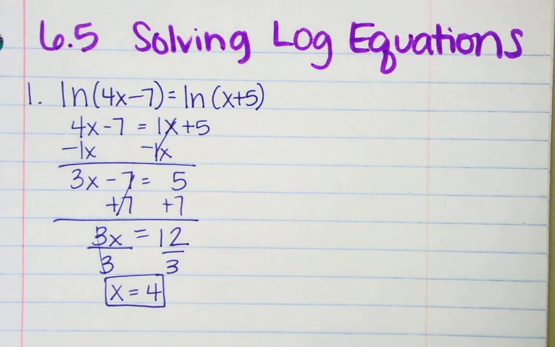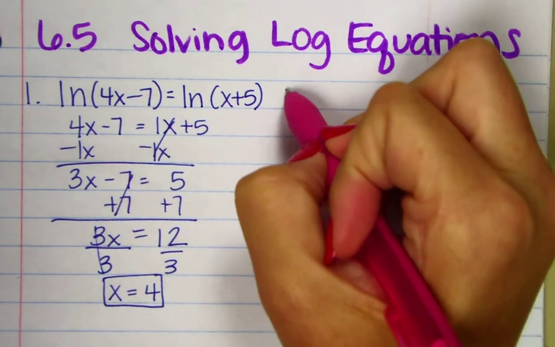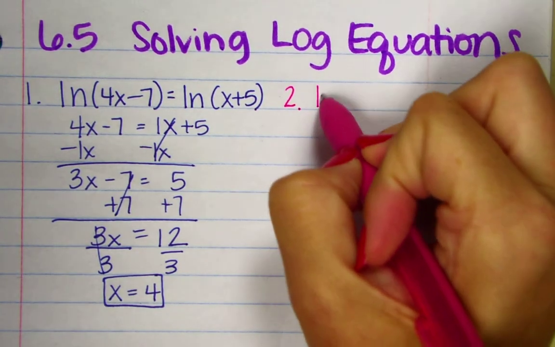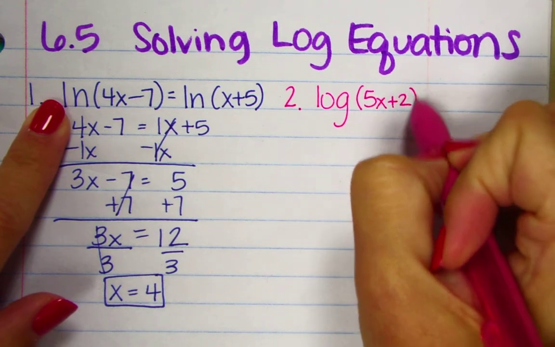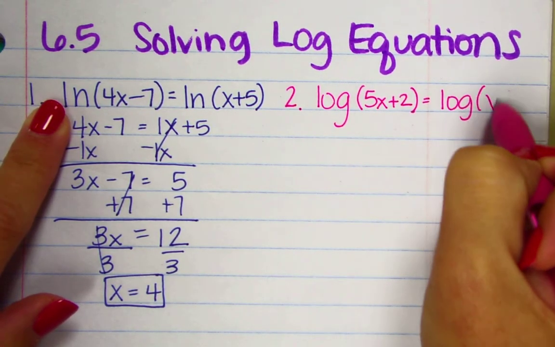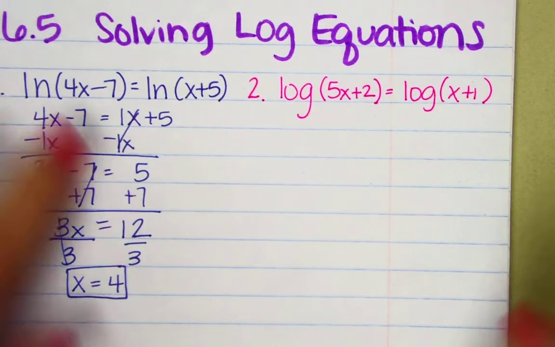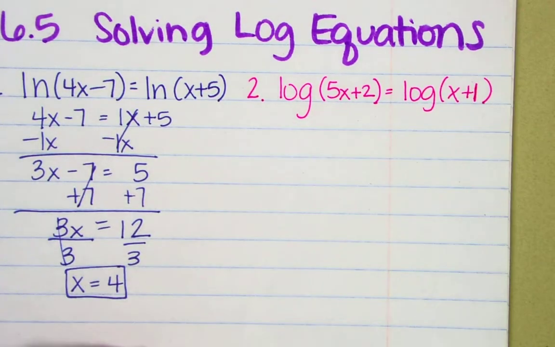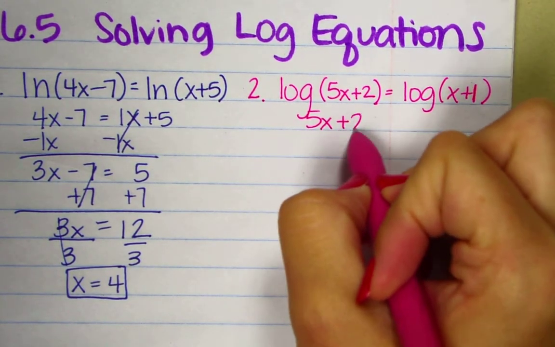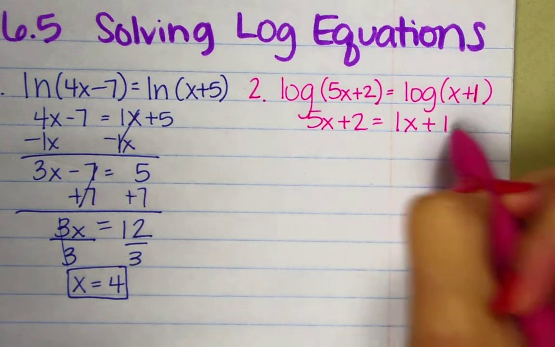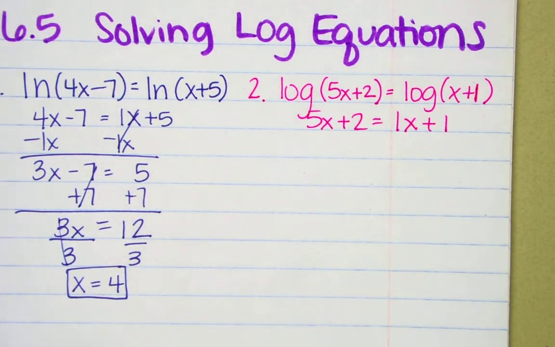We'll do another one on number 2. I want you to do this one on your own for me once we get started. This was natural log. This is just going to be a common log: log(5x plus 2) equals log(x plus 1). Do they have common logs on both sides? Yes. So we're going to do the same thing, right? We'll just ignore the logs right now and just do 5x plus 2 equals 1x plus 1. I'm going to let you solve it, and I'm going to come around and check your answers, okay?